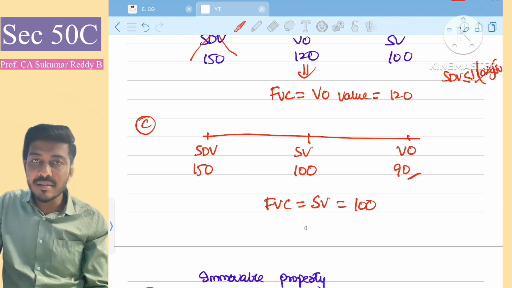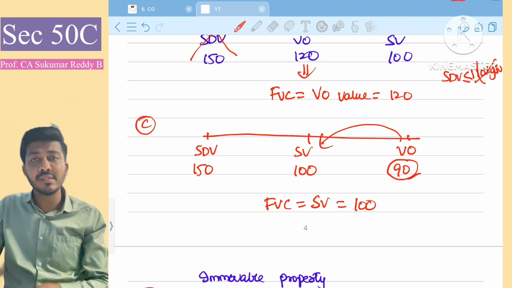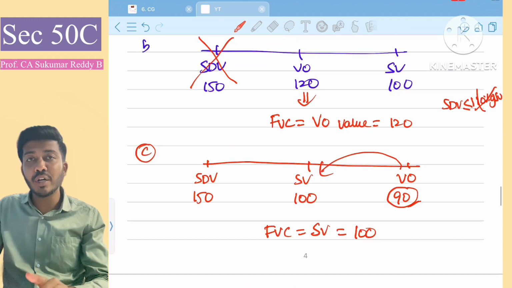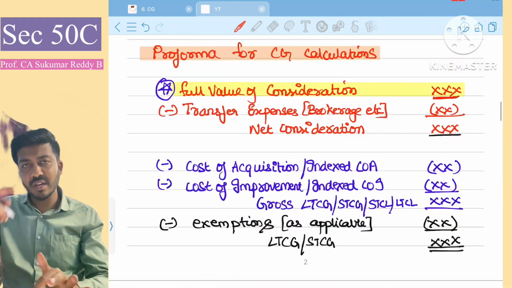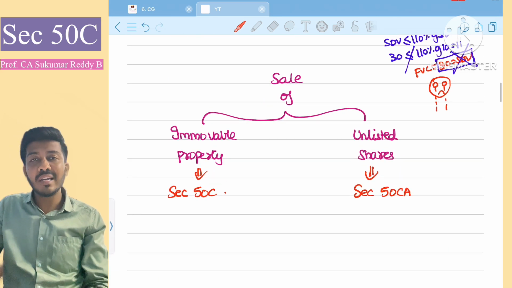Sir, 90 lakhs, done, sir. No, no. A 90 lakhs worth of property, why did you sell it for 100 lakhs? They've sold for a profit element, right? Therefore, that profit number is going to become your full value of consideration. That's it, my dear friends. 50C is done. Now come to unlisted shares.